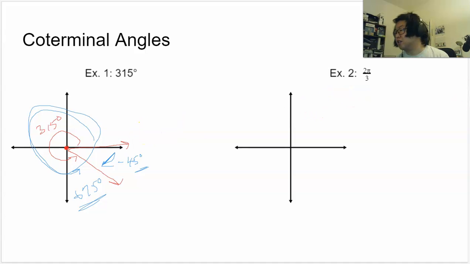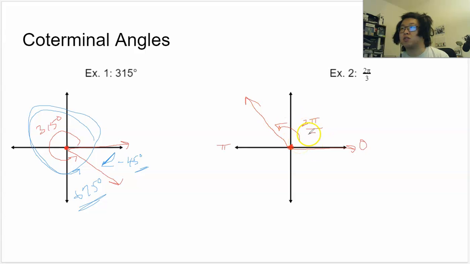And finally, this last one is using radians, which we'll practice a lot when we come around to it, but that's more for next time and not this time. But here's our first angle, 2 pi over 3. Remember, here's pi radians. 2 pi over 3 is not quite the same. It's probably something around here.